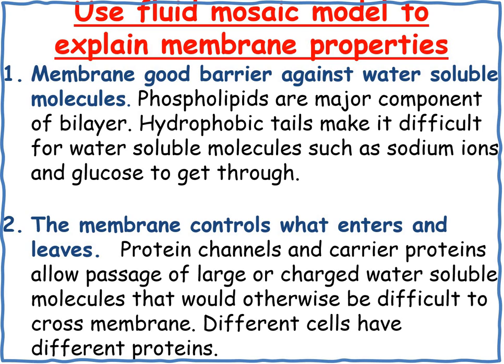And I just want to go back to the fluid mosaic model. So use the fluid mosaic model to explain membrane properties. The membrane is a good barrier against water-soluble molecules. Phospholipids are a major component of the bilayer, and they have hydrophobic tails which make it difficult for water-soluble molecules such as sodium ions and glucose to get through. And the membrane controls what enters and leaves, and that's because protein channels and carrier proteins allow passage of large or charged water-soluble molecules that would otherwise be difficult to cross the membrane, and different cells have different proteins.